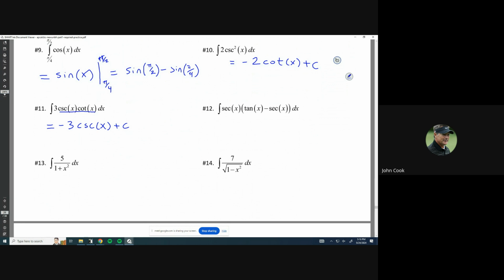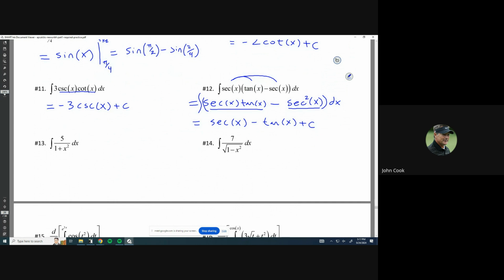Now, this has a clue in it. Secant tangent is one of the memorized ones, but that secant is actually being multiplied in both of these. So what you do is just multiply them in there. If we multiply them in, we get the integral of secant of x tangent of x, minus, and then secant times secant is secant squared of x. And then just do each individual one. The antiderivative of secant tangent is just secant, so secant of x. And the antiderivative of secant squared is tangent, so minus the tangent of x. And then plus the constant.